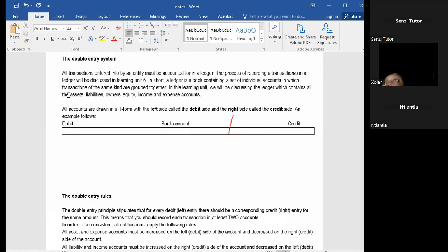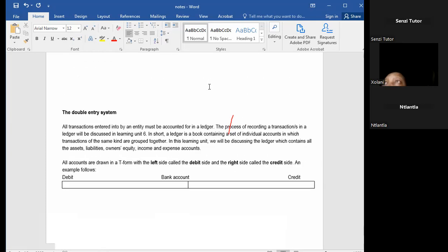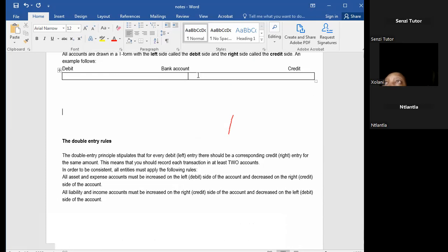Okay, now we are left with 1 minute. Let's join again for the last 30 minutes to do activity number 1 of the double entry principle. I will close this meeting and then we're going to join again, guys, using the same link in our group WhatsApp.